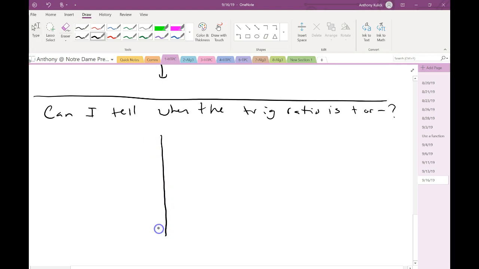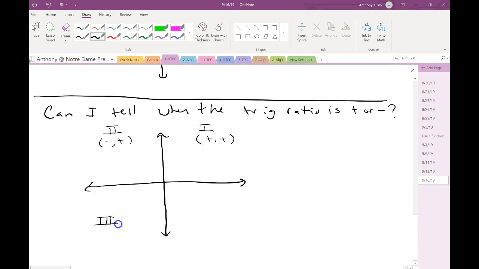Absolutely. So let's draw our xy axis. In the first quadrant, the x-coordinate is positive and the y-coordinate is positive, correct? In the second quadrant, the x-coordinate's negative, but the y-coordinate's positive. In the third quadrant, the x-coordinate's negative and the y-coordinate's negative. And in the fourth quadrant, the x-coordinate's positive, but the y-coordinate's negative.